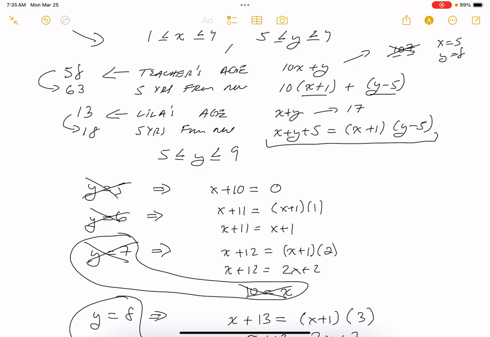And what did they say? It would be the product of the teacher's digits. Well, 6 times 3 is 18. So again, what's their question? Let's go back and read it to you. What's Lila's age now? Lila's age now is 13. And we're done. Thank you.